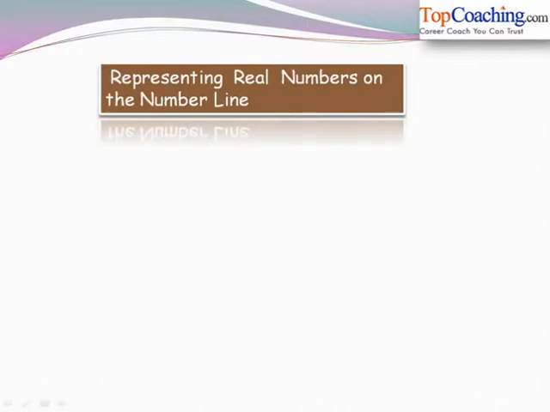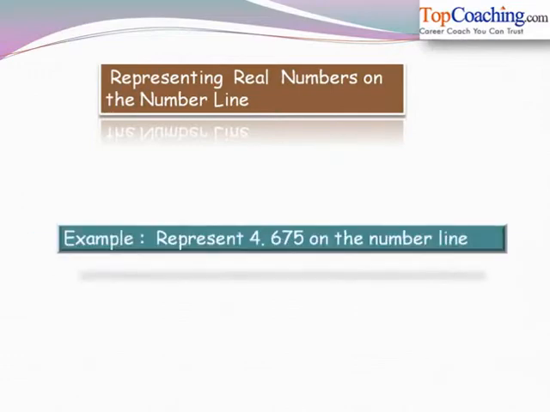Now let's see how to represent real numbers on the number line. So we have seen the representation of integers and natural numbers. Of course, their representation is quite easy. But let's try to see the exact representation of real numbers on the number line, to understand this through an example. So represent 4.675 on the number line. So 4.675 is the number we have to represent on the number line.